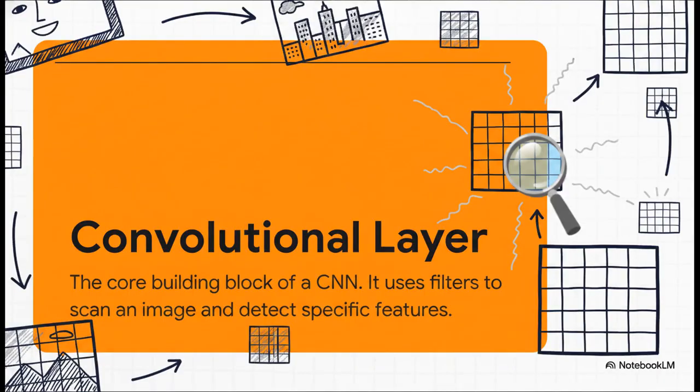The absolute heart of any CNN is the convolutional layer. The best way to picture this is to imagine a bunch of tiny magnifying glasses, or filters, scanning across the image. Each filter is a specialist. One is an expert at finding vertical lines, another looks for the color green, and a third might be looking for a certain rough texture. As they scan, they create these things called feature maps, which are basically treasure maps showing where in the image they found the feature they were looking for.